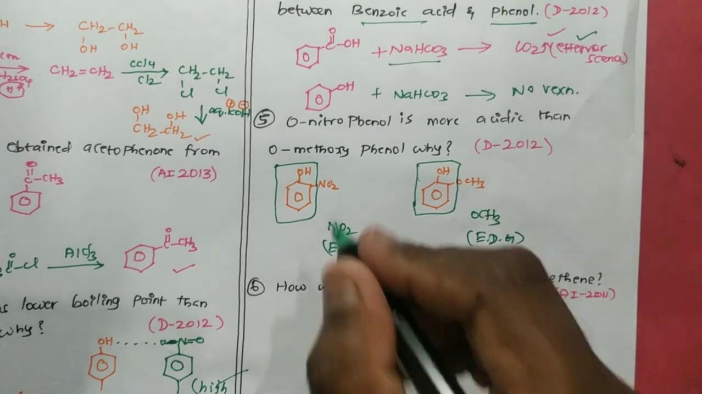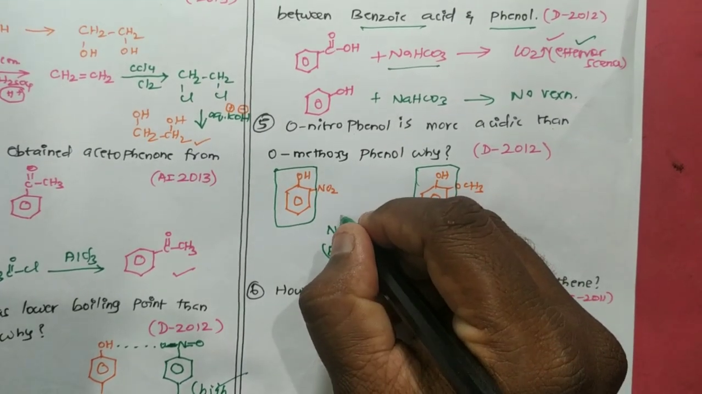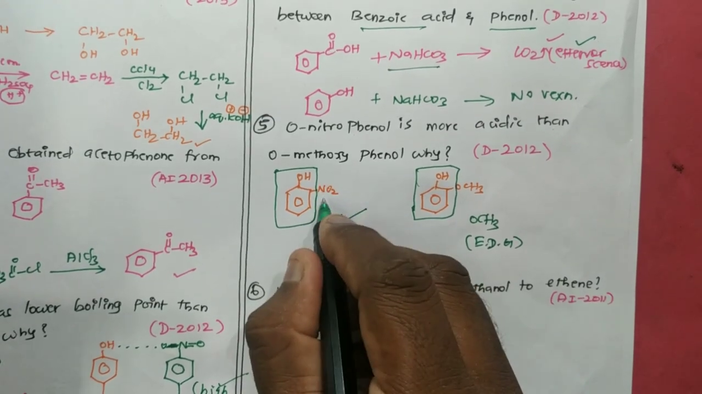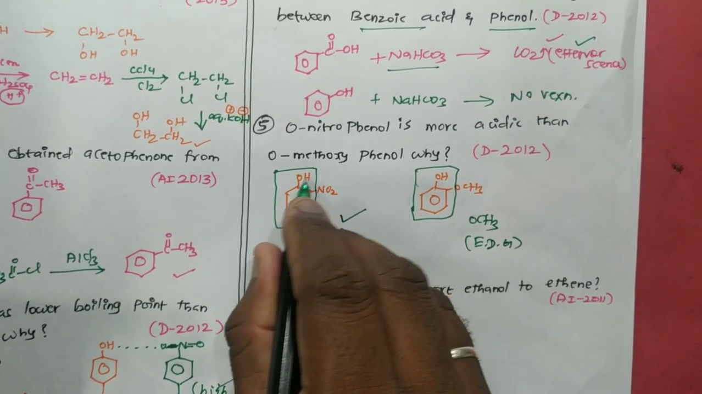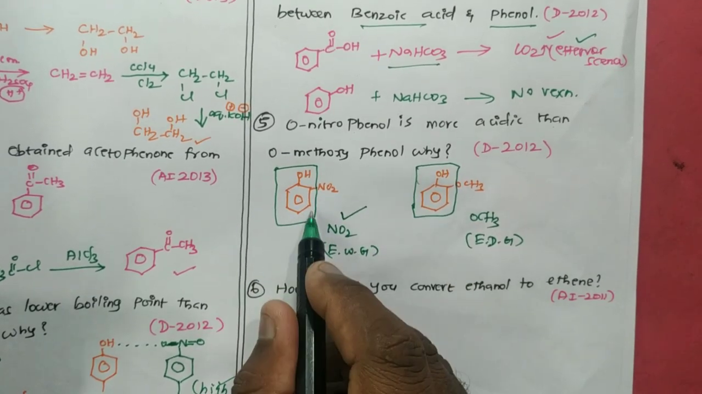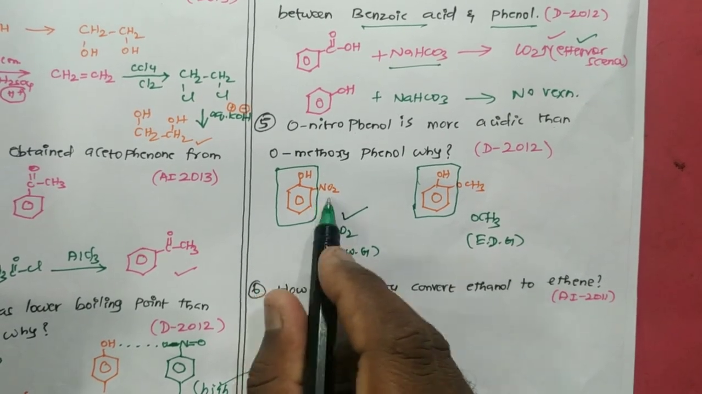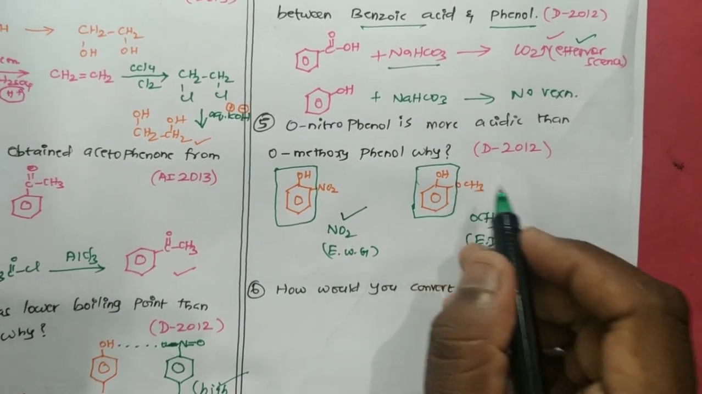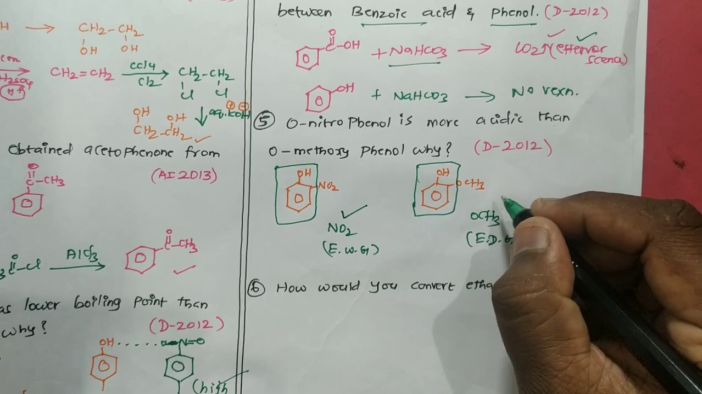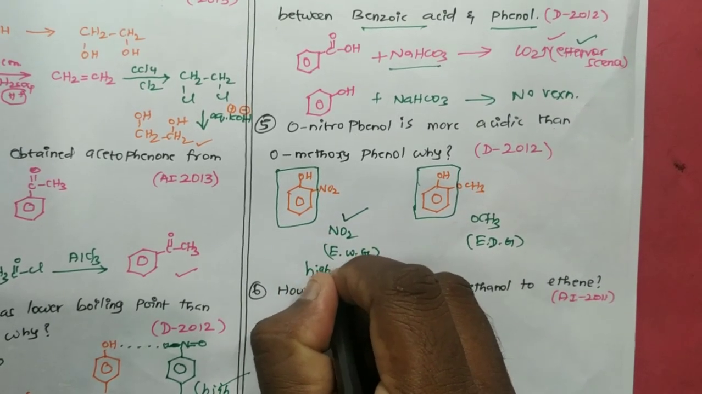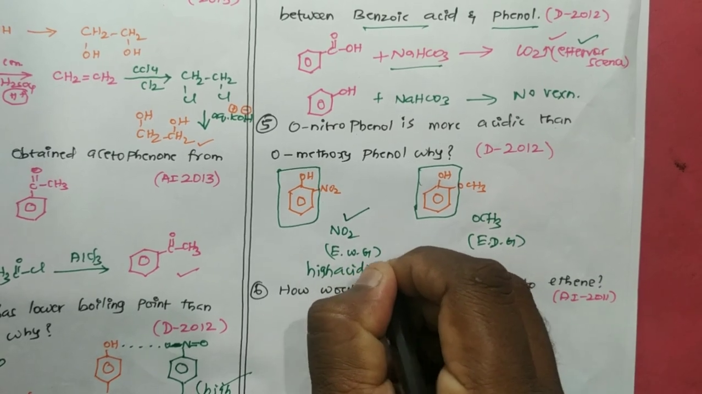That is why ortho nitrophenol is more acidic, because in the presence of NO2, the removal of this H plus will be very easy, since both are electron withdrawing groups. But in this case, one electron donating group is there and one electron withdrawing group is there. That is why it is less acidic in nature, while the other is highly acidic. Are you able to understand, student?